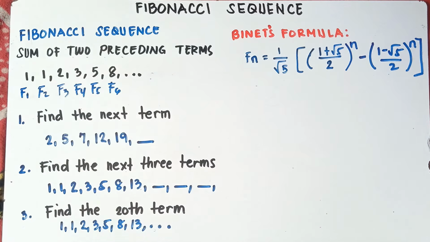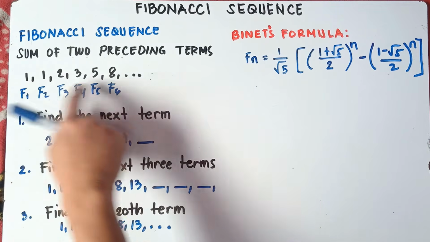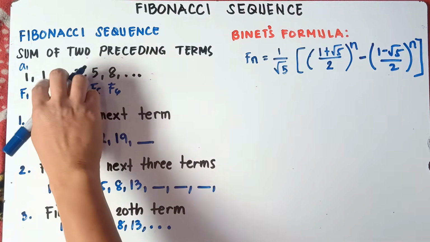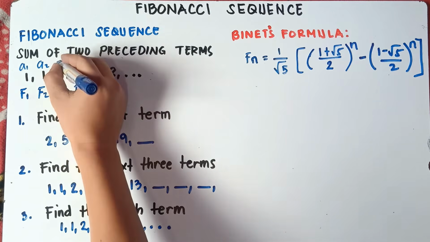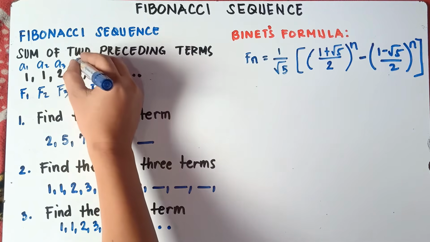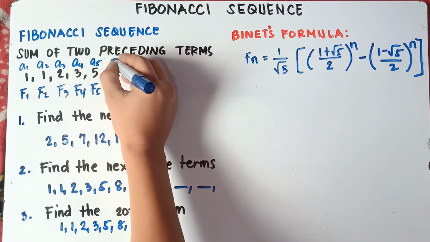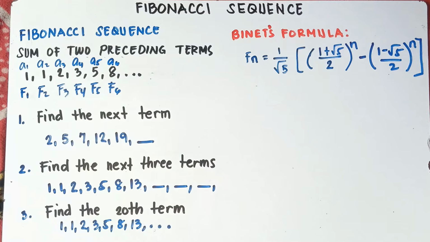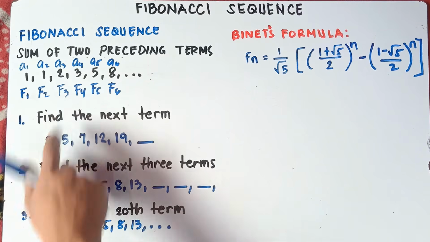Now, in terms of the number of terms, this one will be our first term. You can write that as a sub 1. The second one will be our second term. The 2 will be our third term. 3 will be our fourth term. 5 will be our fifth term. And 8 will be our sixth term. So that's how you write the terms, class, and that's how you write F sub 1, F sub 2, F sub 3.